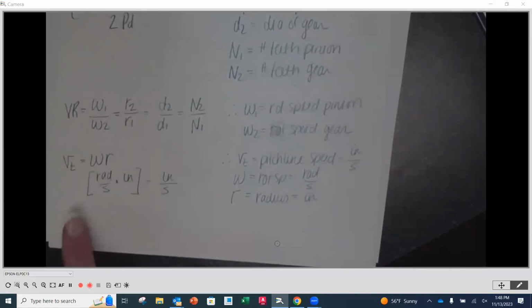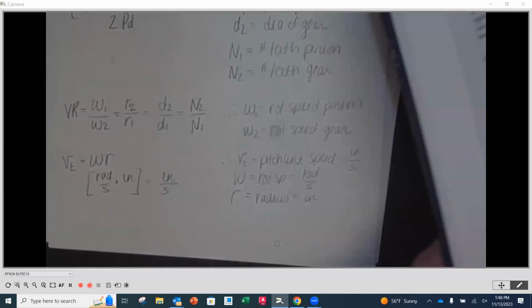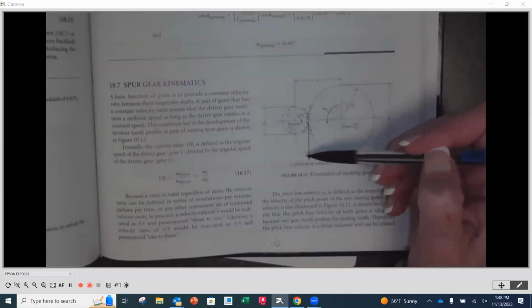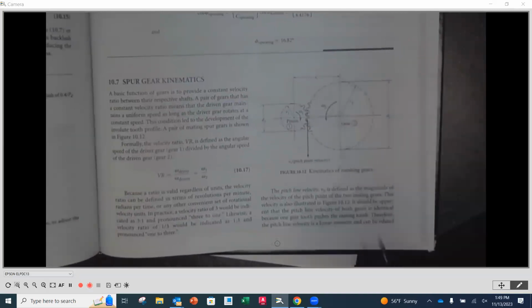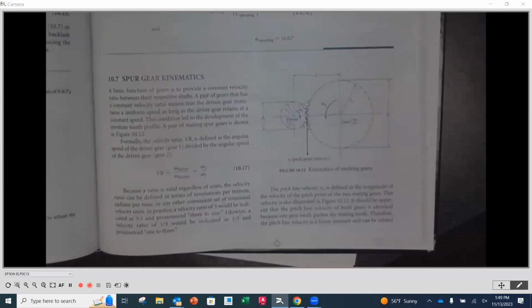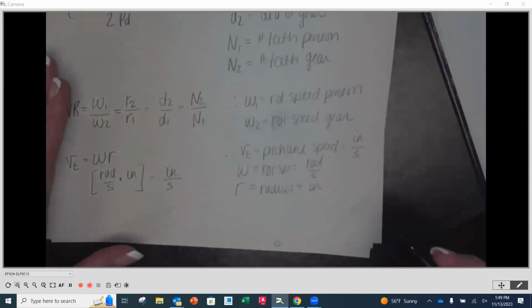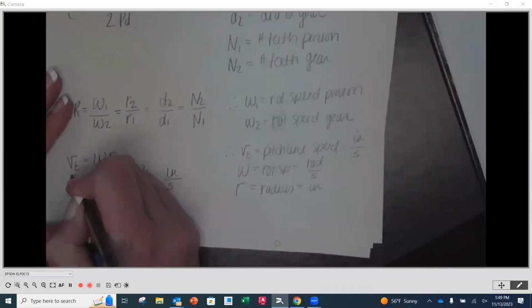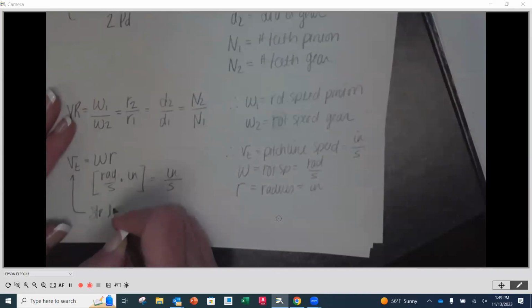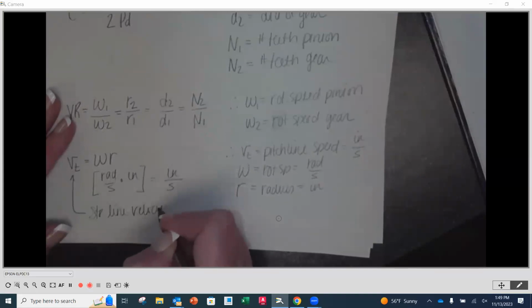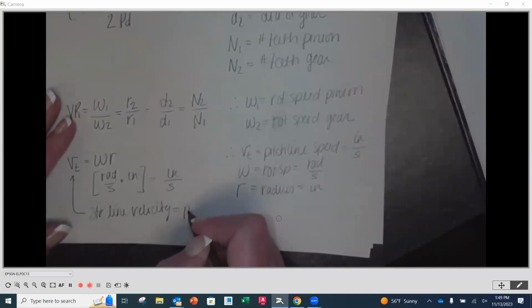Pitch line speed, VT. It's really considered a tangential velocity because it's tangent to the radius of that pitch diameter. That's why the T. I'm sorry, Mitchell, did you have a question? Straight line velocity and pitch line speed are the very same thing. Straight line velocity equals pitch line speed.